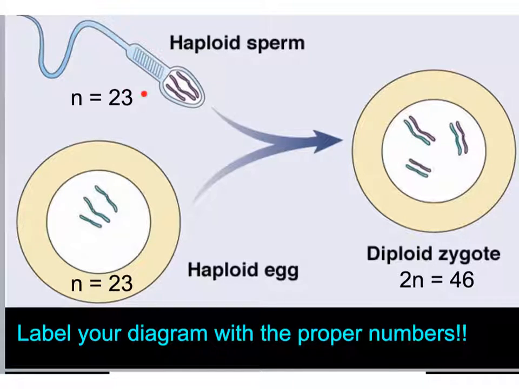So, in humans, we're back talking about humans now. Humans, you have a haploid 23 chromosome sperm, haploid 23 chromosome egg. When you put them together, make a little note, this term right here, this is called fertilization. When fertilization occurs, you then get your diploid zygote that has 2N chromosomes, so it's diploid, total of 46. One chromosome for each of the 23 pairs comes from sperm, and the other one comes from egg.